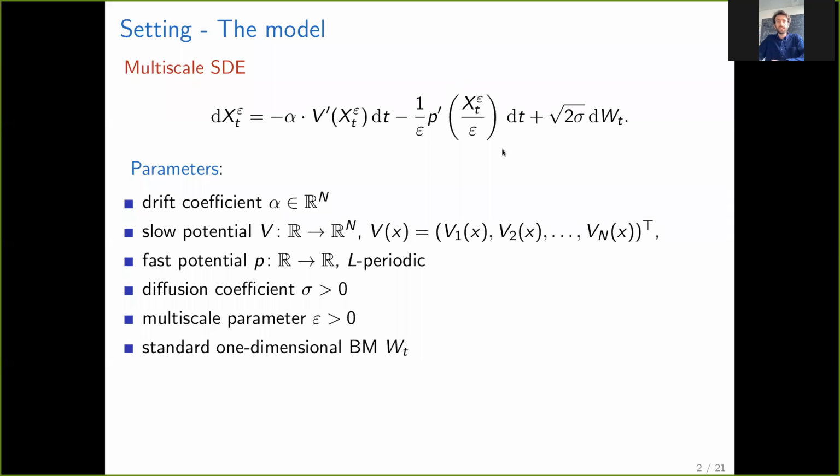Then we have a fast part of the potential, which we consider to be periodic. So we have a fast potential, which is smooth and periodic with some period L, multiplied by 1 over epsilon, where epsilon is the scale separation parameter. And then we have an additive source of noise. We have here a standard Brownian motion, and sigma is our diffusion coefficient, which we take to be the square root of 2 sigma for normalization purposes.